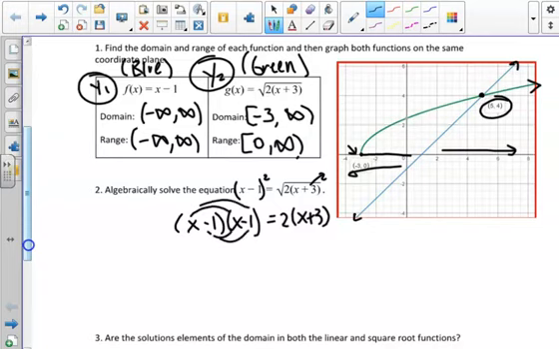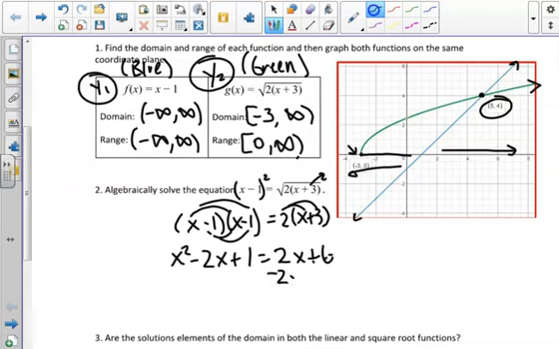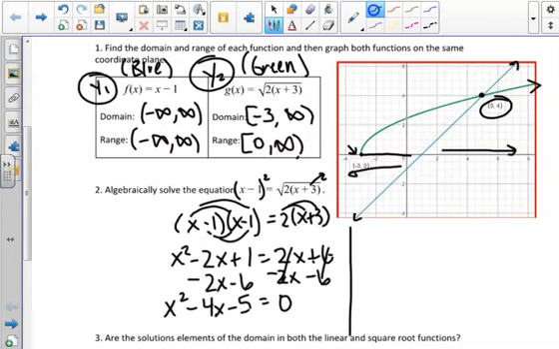When we distribute our two binomials, we should get x squared minus 2x plus 1 equals 2x plus 6. Let's combine our like terms to get all of them to one side. We will be left with 0 equals x squared minus 4x minus 5. Now this is a quadratic function. If you think back to Unit 4 and 5, we need to see if we can factor that. We have two numbers that multiply to negative 5 and add to negative 4. Those numbers are negative 5 and plus 1.